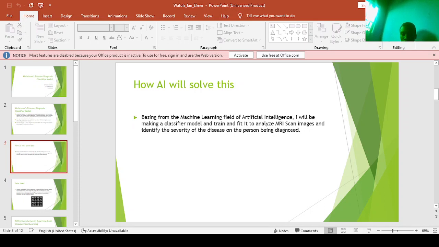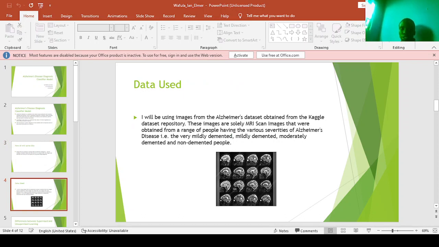identification of the disease. So the data I used, I obtained it from the Kaggle dataset repository for Alzheimer's. This dataset comprises mainly MRI scan images, and these images are classified into 4 categories, which are the mildly demented, very mildly demented, moderately demented, and non-demented.